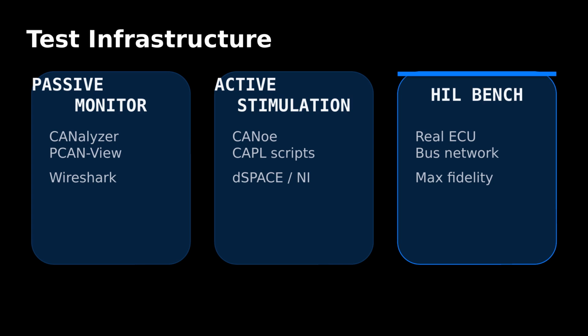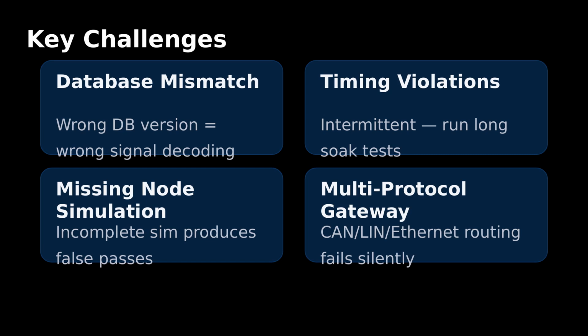There are some important points to take into account when handling bus systems. Database version mismatches are a common failure in the test setup. Also, when it comes to timing violations, it is important to do a proper stress test, as they are often intermittent. In mixed bus systems, the gateway is a critical test target to make sure that routing and protocol conversions between bus systems are working properly.